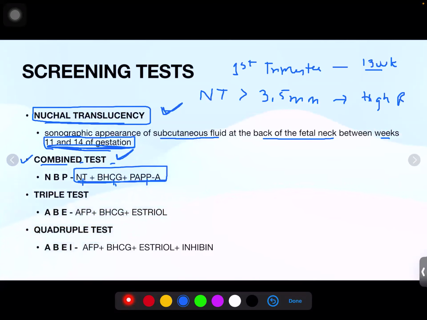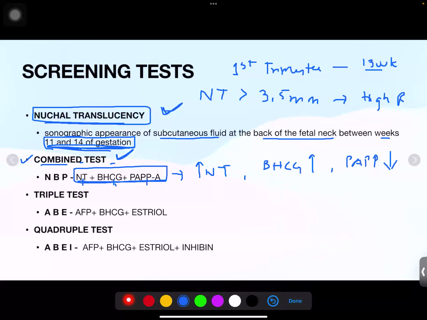So you have to remember what happens in Down syndrome. In Down syndrome babies, nuchal translucency is increased, NT. Then beta HCG, the biochemical marker, will be raised, and only PAPP-A is reduced. So these are very important biochemical markers for screening.